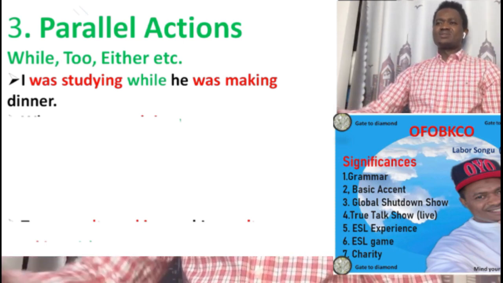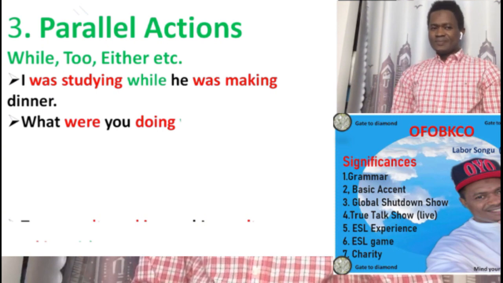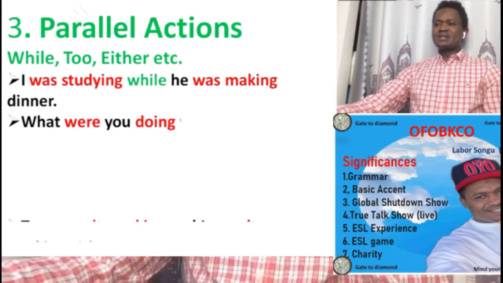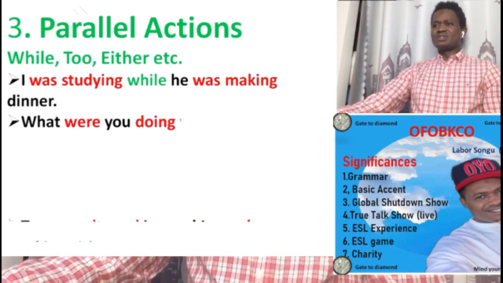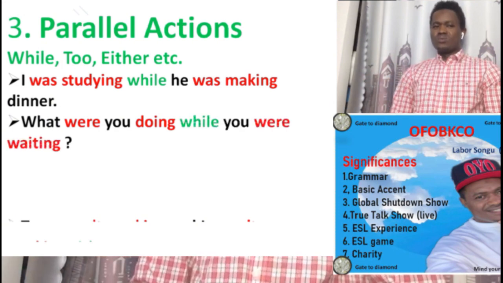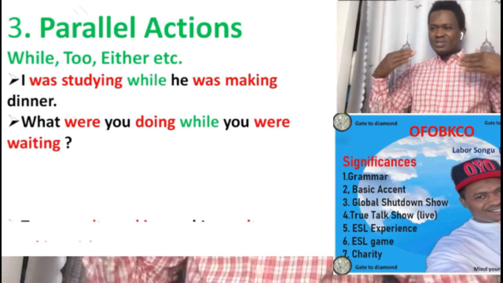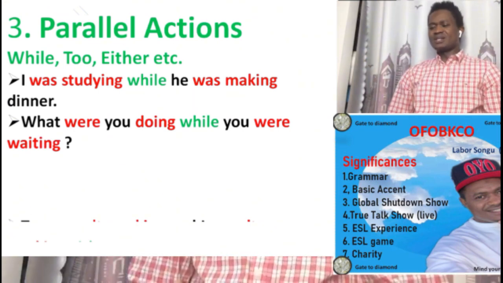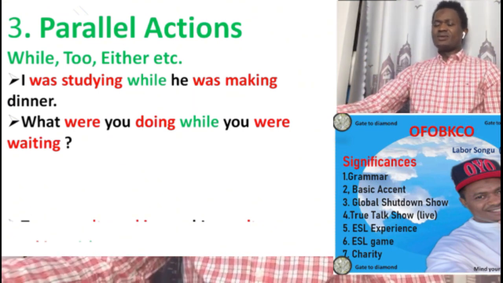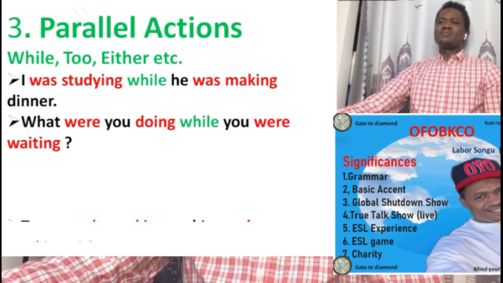Okay. All right. Let's go to the other one. What were you doing? This is an action that was going on in the past. So let's see the parallel action here: while you were wearing. These are parallel actions that can never meet. They are going on in the past, but they can never meet. They are parallel actions, okay? Okay, let's go to the next one here.